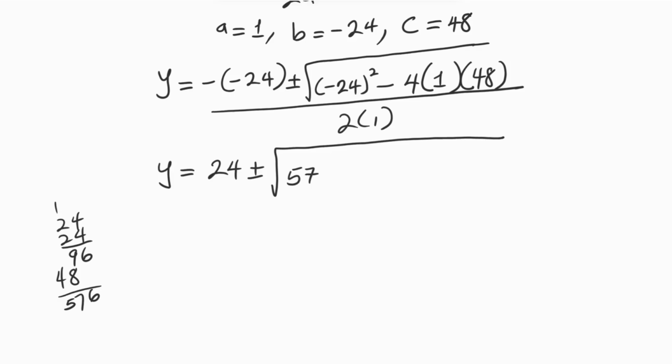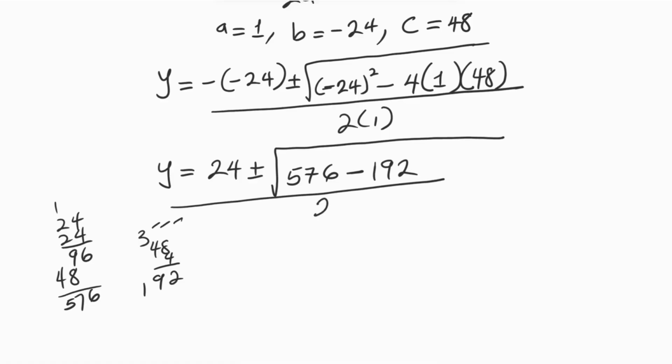So we have 576, minus times minus is positive, so that's why we have positive 576, minus 48 times 4, which is 192, divided by 2.